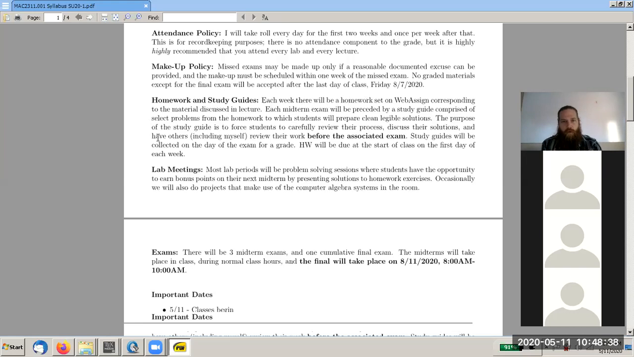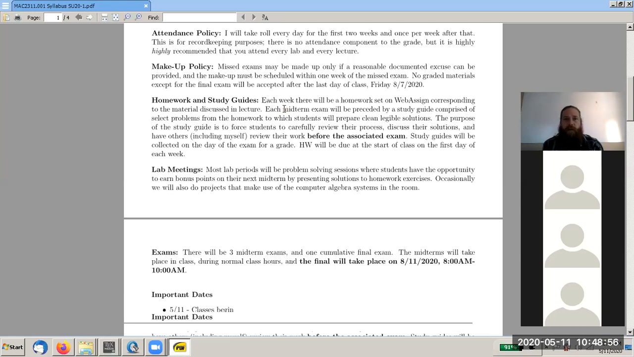So the homeworks are all in WebAssign. You submit them in WebAssign and that's it, they're done. The study guides, you're going to write out your solutions. And you're going to scan them with something like CamScanner, and then you're going to submit them to me on Canvas. And we'll talk through exactly how to do that.